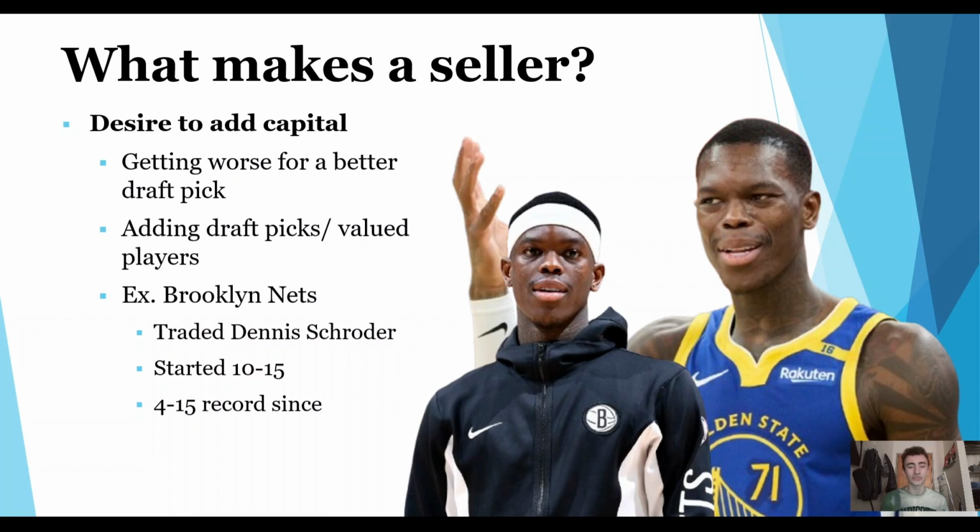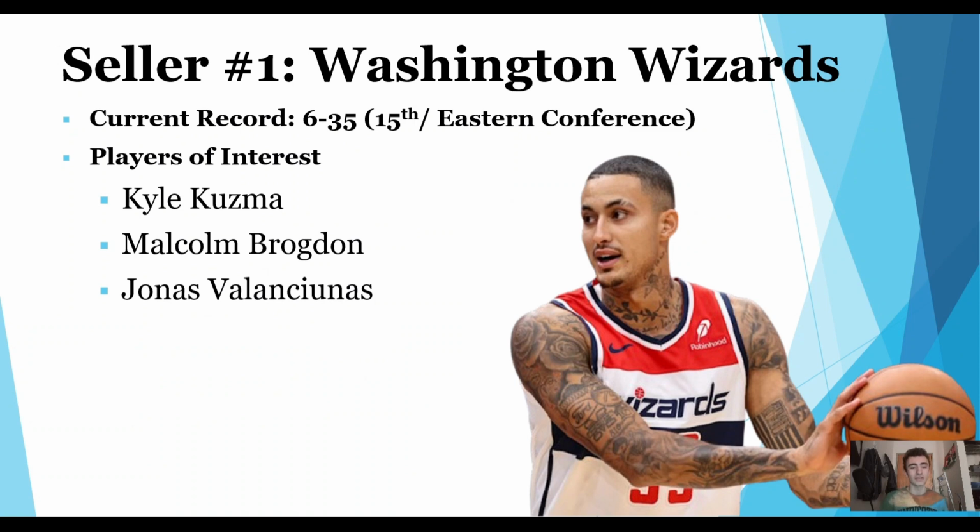They traded Dennis Schroeder after a 10-15 start, and since they have gone 4-15. The Nets got 3 second-round picks in this transaction, and since they underwent the deal, they've dropped from the 9th best lottery odds to the 6th best. Very good. So our first seller is the Washington Wizards.